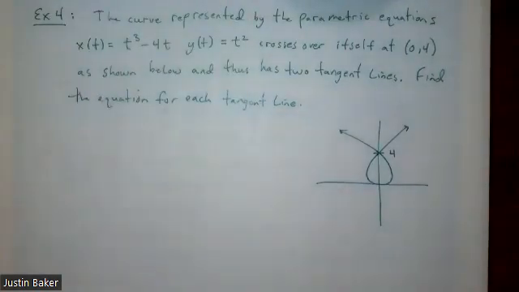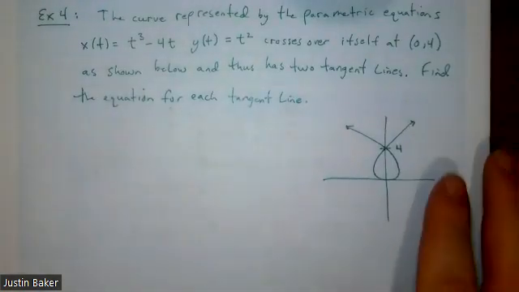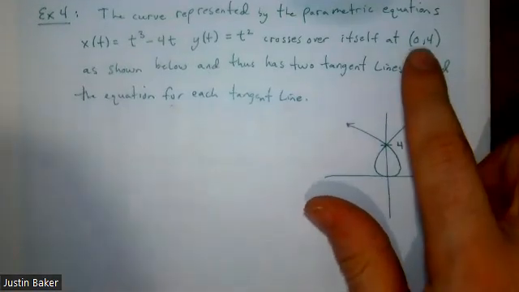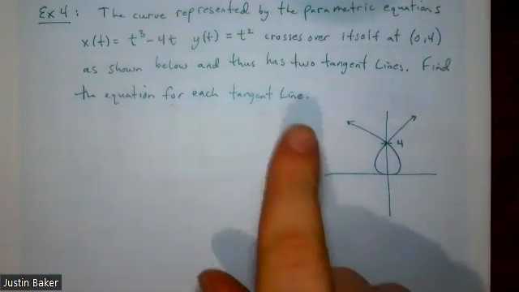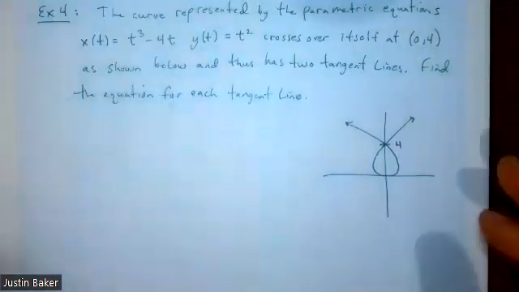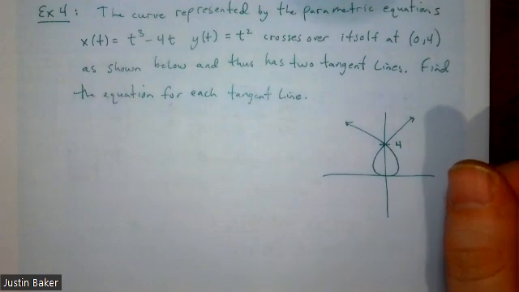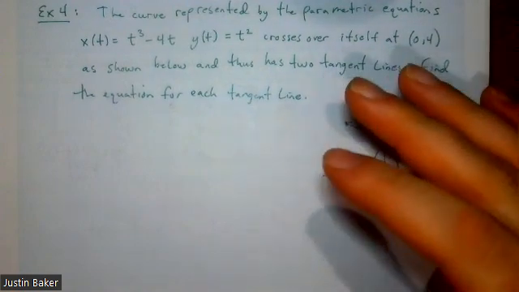So for this one, we've got the curve represented by the parametric equation x of t is this and y of t is this. It crosses over itself at (0, 4), as shown below, and thus has 2 tangent lines. So we could get one tangent line going that way, one tangent line going that way. Find the equation for each tangent line. The thing that is missing in this question, that all the other problems we have looked at so far had, is that there's no t value being given here.